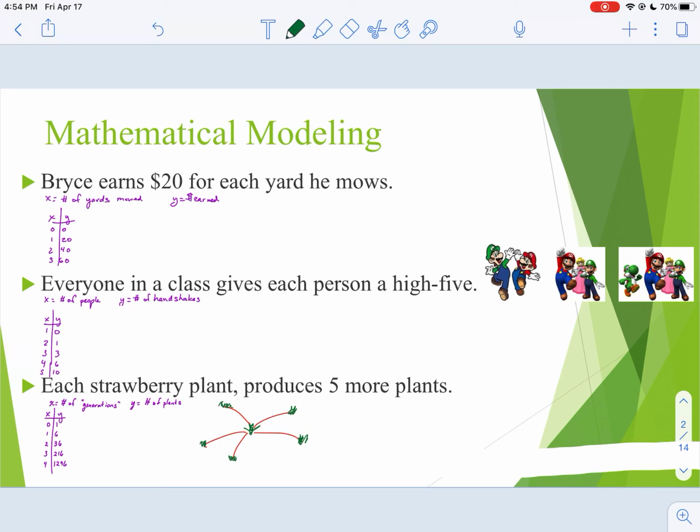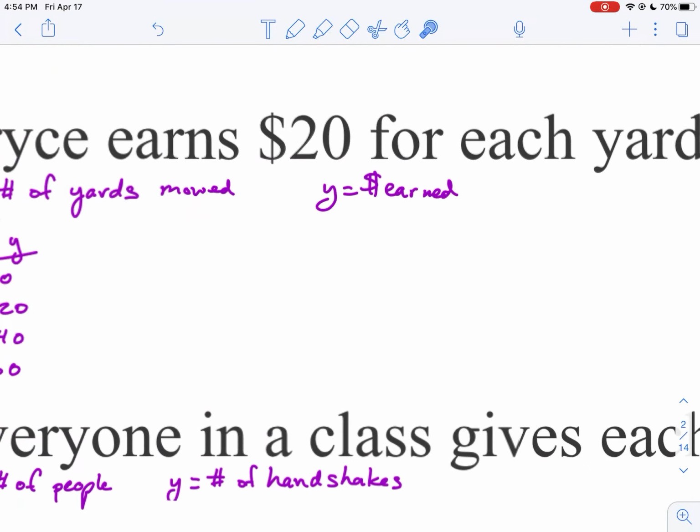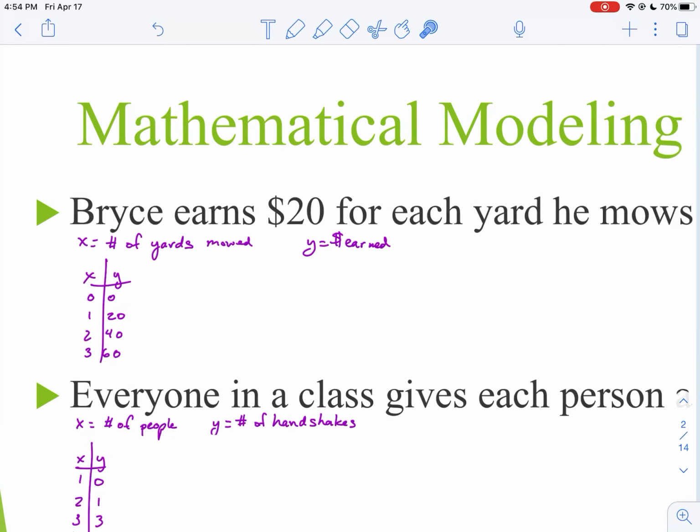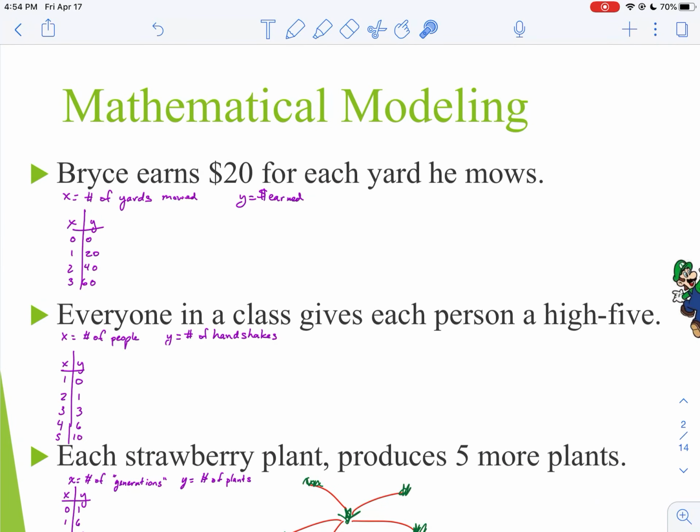All right, so each of these scenarios I'm going to look at a little bit closer. Let's take a look here. You can imagine if Bryce is mowing yards, we say if X is the number of yards he mows, Y is the amount of money he earns. If he mows 0 yards, he makes $0. He mows 1 yard, he makes 20, 2 yards, 40, 3 yards, 60, and so on. That makes sense, right?